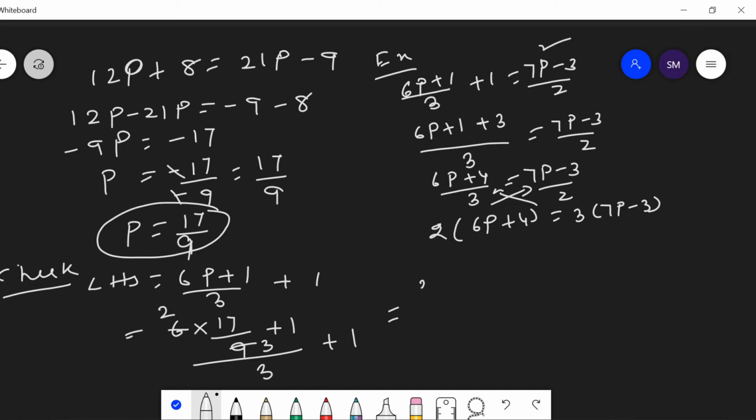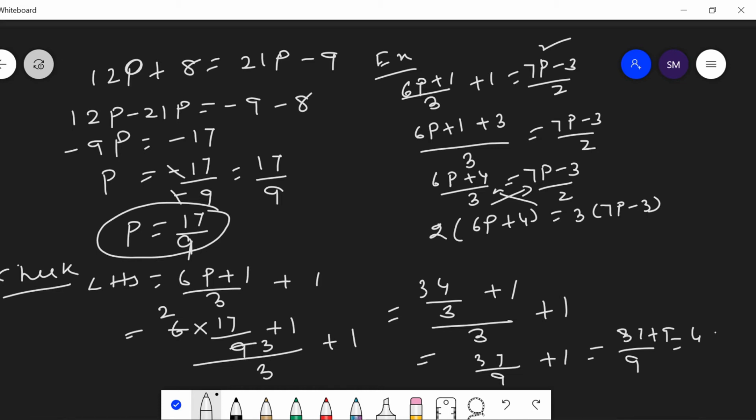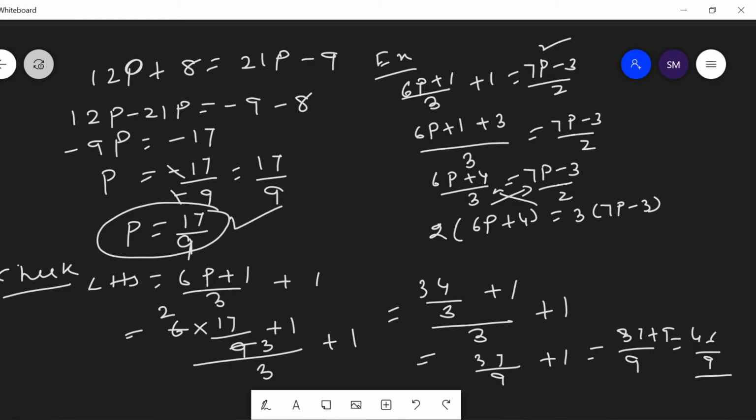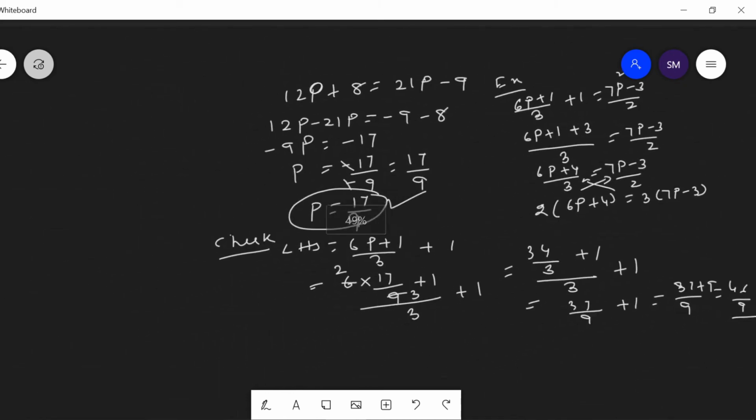This is equal to 34 upon 3 plus 1 upon 3 plus 1, which is equal to 37 upon 9 plus 1, which is equal to... 9 is the LCM. 37 plus 9, which is equal to 46 upon 9, is the answer of LHS. And then we put the value of p in RHS, and we must get the value of this. Then can we say that the answer is checked here.